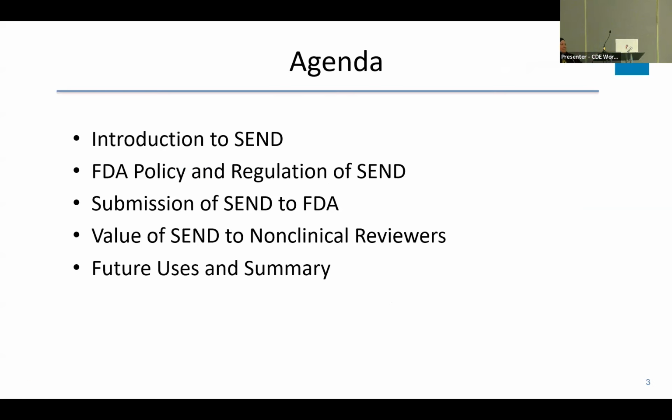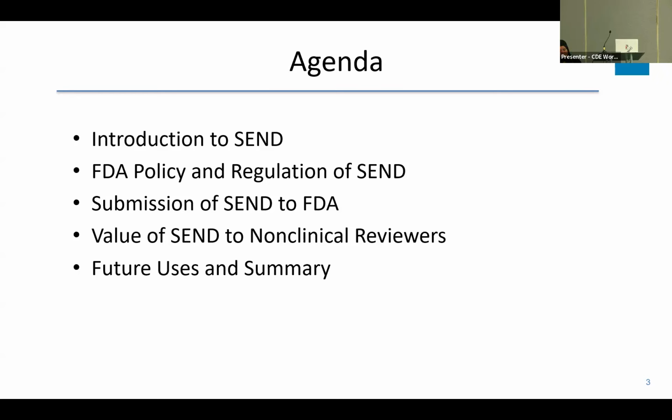And then today, what I would like to do is to give a very broad, high-level overview of everything related to SEND at FDA. I'm going to give you my perspective from the CDER OND side, but just be aware that there's a SEND requirement for CBER as well. But I'll go into that as well.